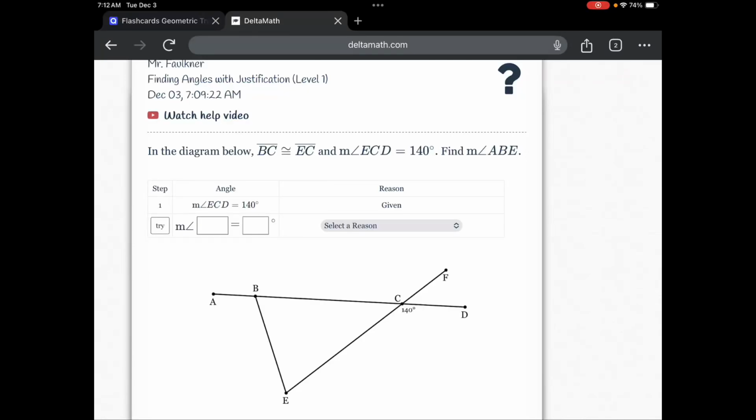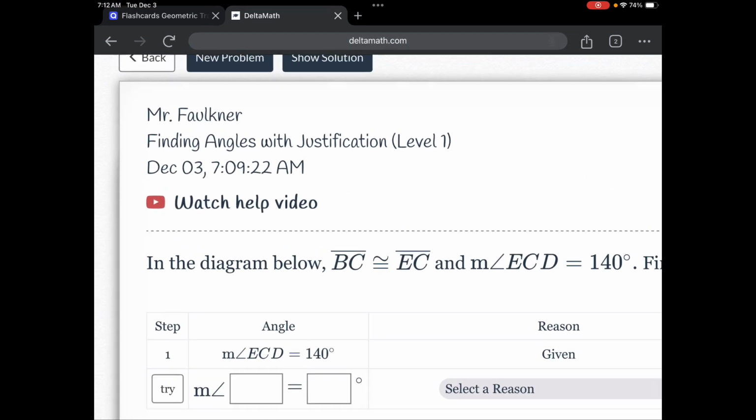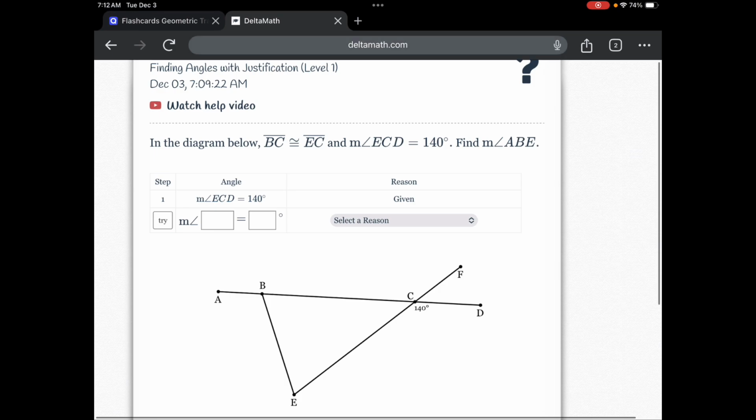Hello everybody, I just wanted to put together a couple of these examples where we're literally proving each step of our thought process, which is why it's called Finding Angles with Justification. So this is going to be a little more straightforward example here, but I wanted to just go through the process here. I also wanted to remind you that taking a picture or a screenshot of this and marking up the diagram is a really good idea here.